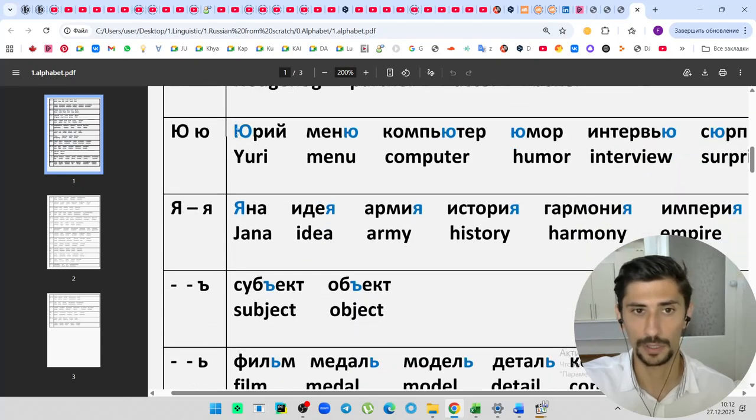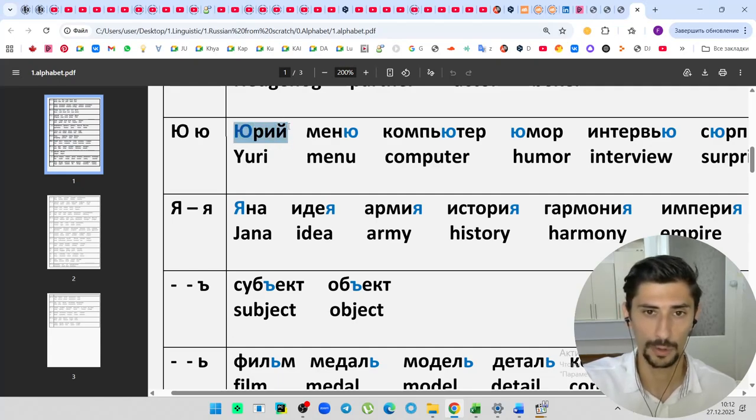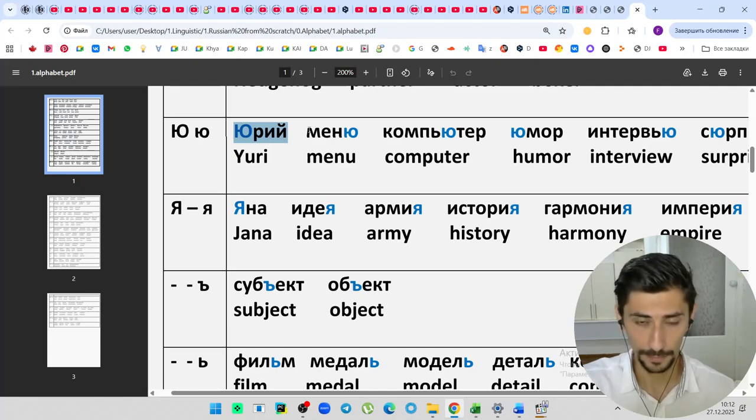Okay, next letter is pronounced like U, like the English word you. Yuri. And you remember, right, that the last letter is pronounced like Y. So this letter is E, and this letter is Y. Yuri. Very good. Let's see, next example is menu. Menu.